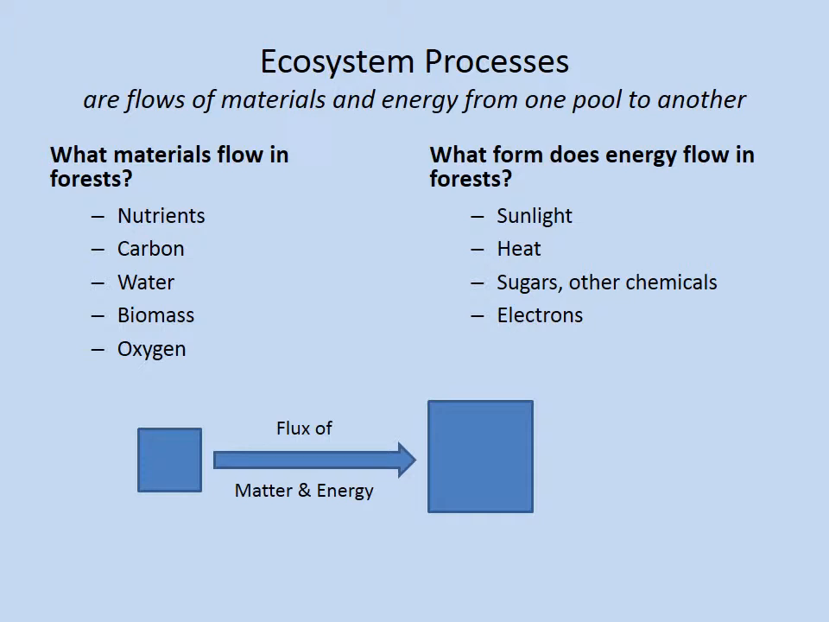What form does energy take as it flows in forests? The sun provides all the energy that drives ecosystem processes. Sunlight warms the environment so that chemical reactions can proceed. Sunlight also provides the energy that is fixed in photosynthesis. Plants convert the sun's energy, or short-wave radiation, into chemicals such as sugars, starch, and cellulose. Chemical energy flow is associated with gains and losses of electrons. So, ecosystem processes involve transfers and transformations of matter and energy as they move from one pool to another.